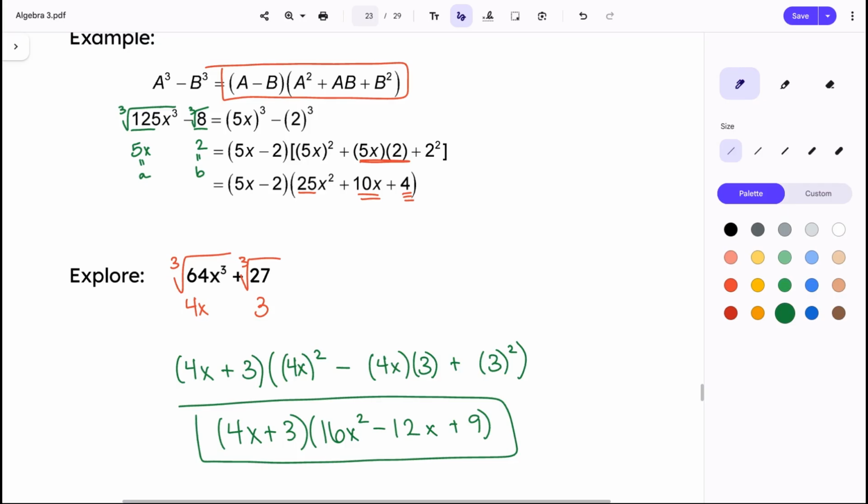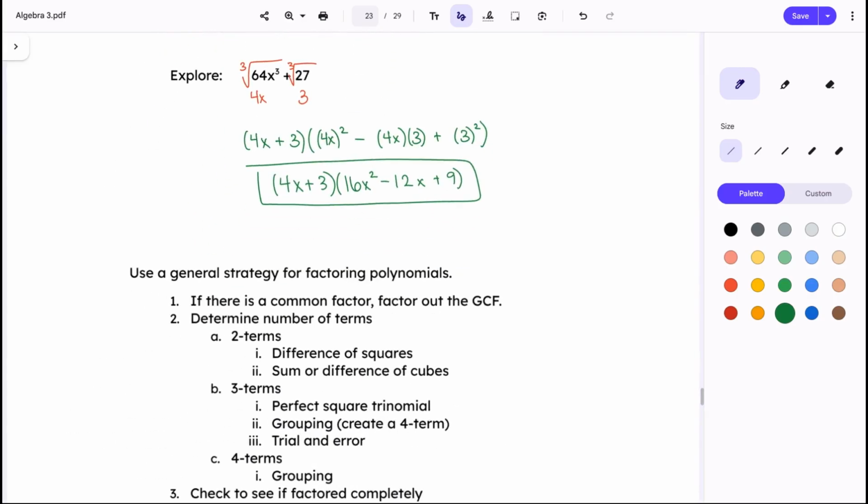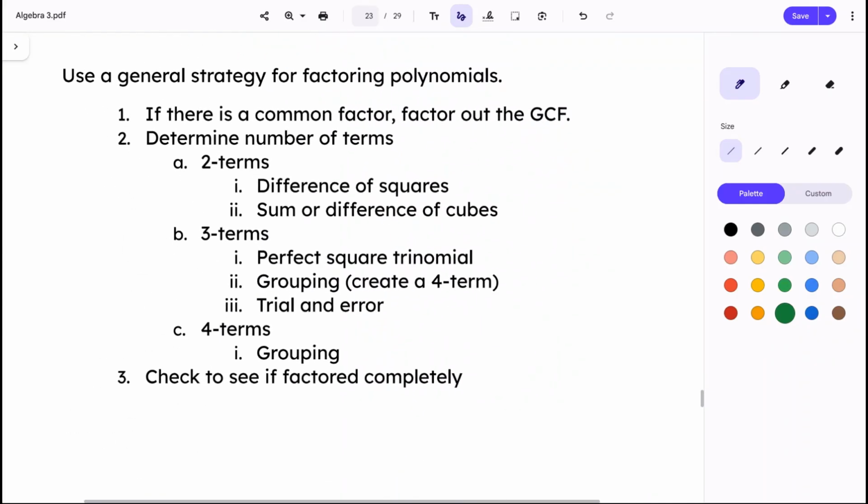Okay, so I've gone through a lot of different cases here today. And so I just have a general strategy. These are things to think about when you're going to do one on your own. Because I think the hardest part is differentiating: when do I use each method? When do I use the shortcuts? When do I need to use grouping? When can I just factor it by using my little table charts that we were doing earlier?